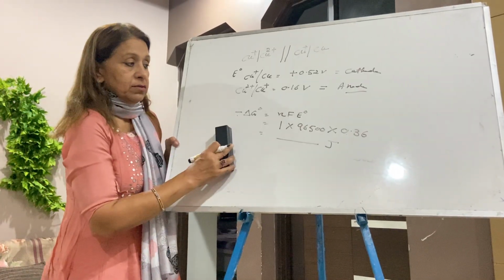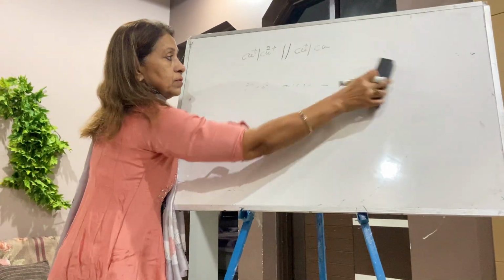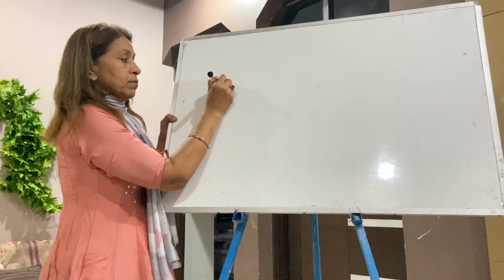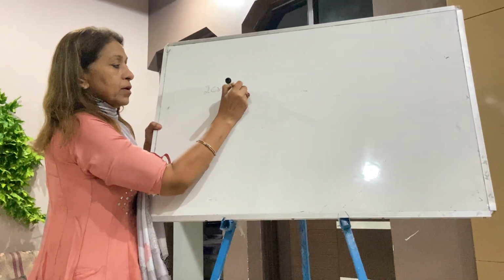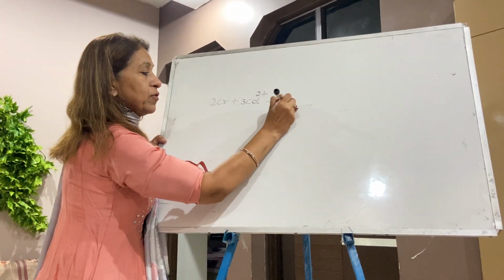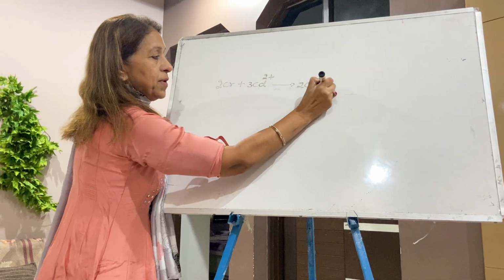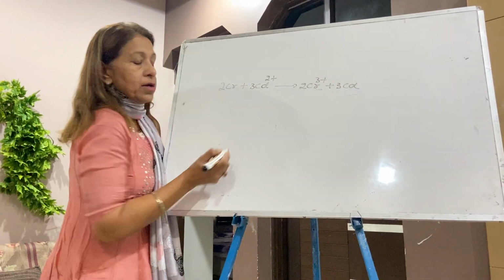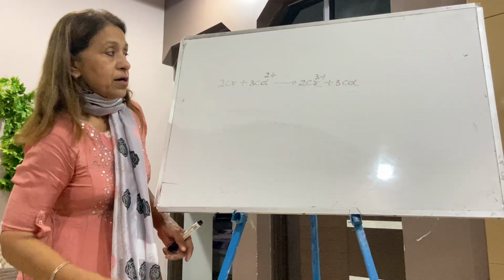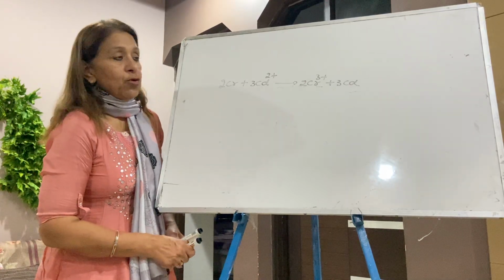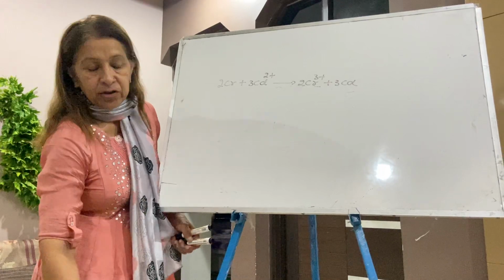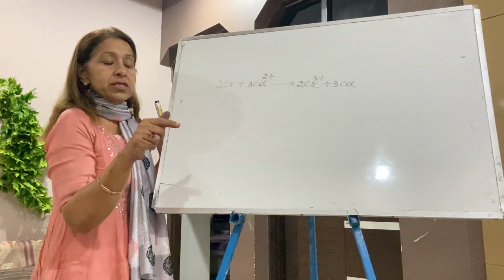I am taking one more question. Write down: 2Cr + 3Cd2+ arrow 2Cr3+ + 3Cd. Write the cell representation and calculate delta G naught. E naught is given, or not? E naught is 0.34 volt, given. Write down E naught is 0.34 volt.